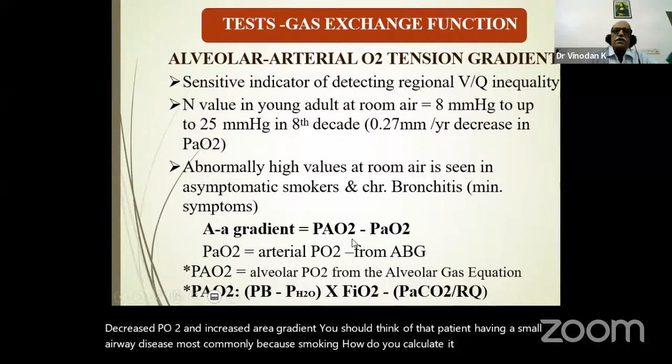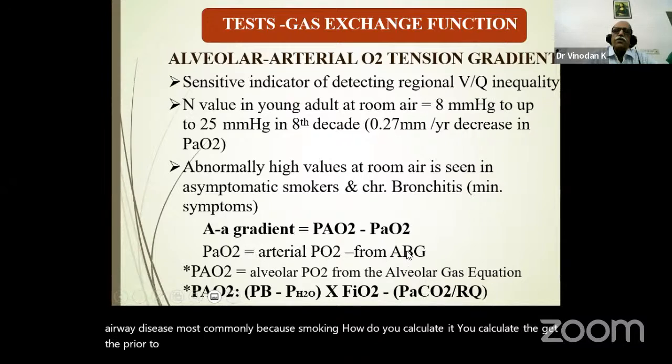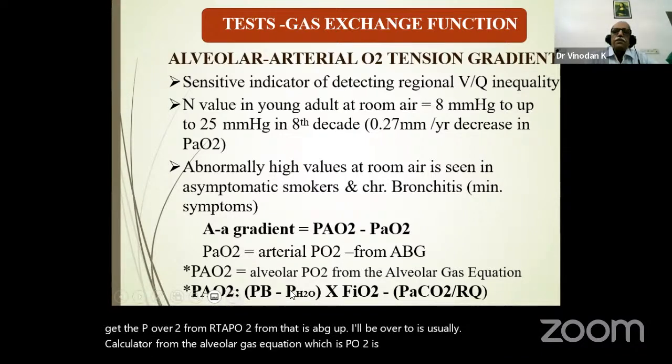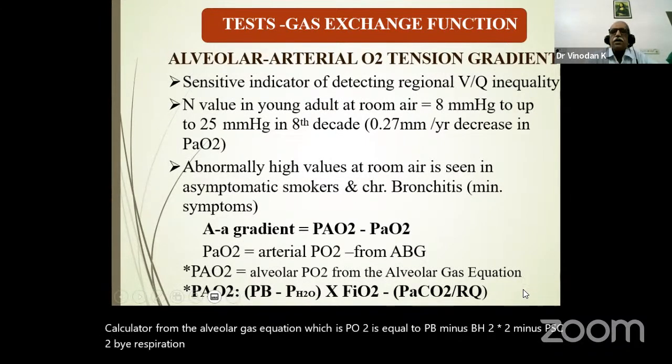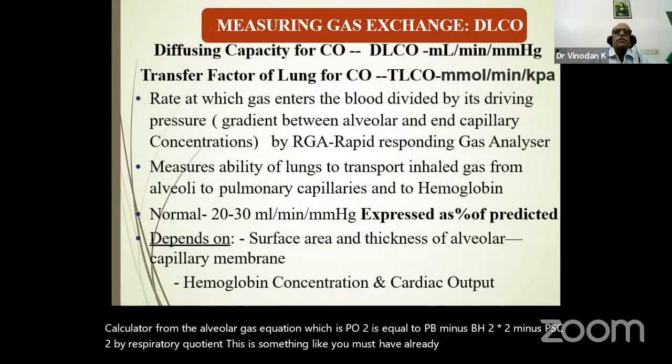You get the PaO2, the arterial PO2, from the ABG. The alveolar O2 is usually calculated from the alveolar gas equation, which is PAO2 is equal to Pb minus PH2O into FiO2 minus PaCO2 by respiratory quotient. This is something that you must have all read in physiology.